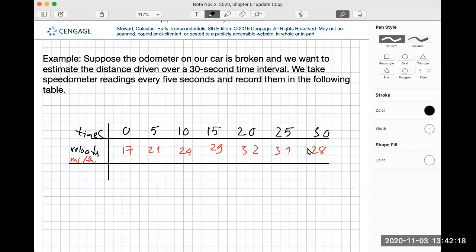Now the same idea, the time is discretized from 0 to 30 seconds, right? And we have the velocity at every 5 seconds. The velocity is given in miles per hour. And the question is to compute the distance over 30 seconds. Okay?